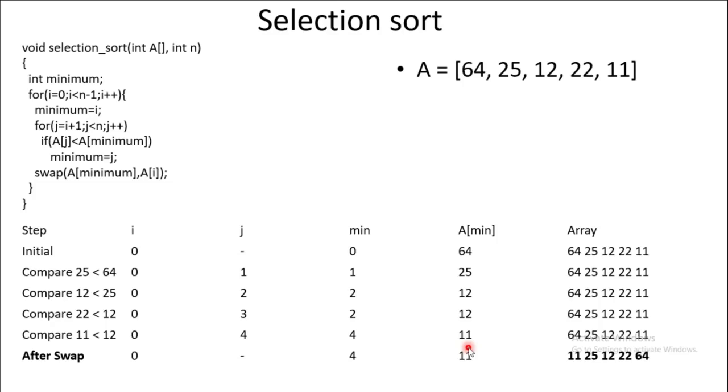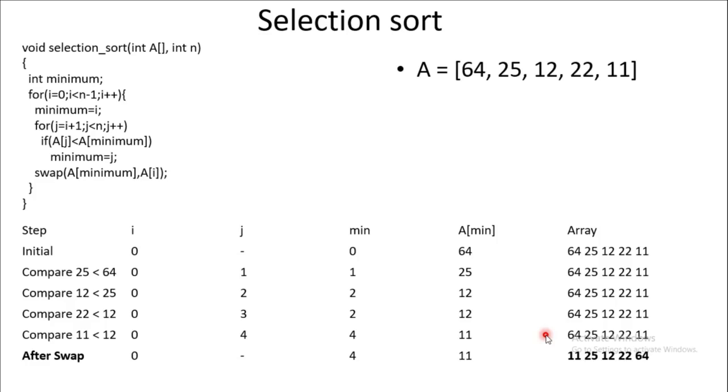So now what we will do, once we found the min from the unsorted array, that min from the unsorted array we will swap with the current minimum. So A of min is getting swapped with the current position, that is A of i. So this is the output of pass one.